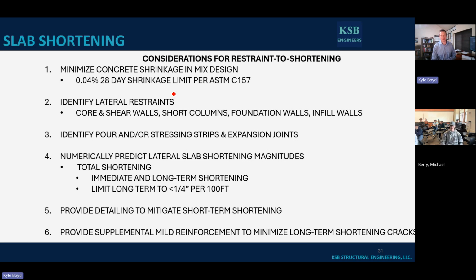Maybe on those short columns, I have no choice, so I'm just going to put an ungodly amount of ties in there. I'm going to treat it like a moment frame. I'm just going to make it a ductile member and say, hey, it's still going to crack, but I put enough steel that it's got some ductility and it's going to be fine. Maybe on other ones, I'm going to do a short term release, and then I'm going to tie it off after 28 days. You know, that's where you as an engineer are going to use your thinking to think right.